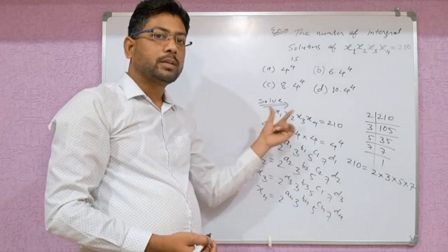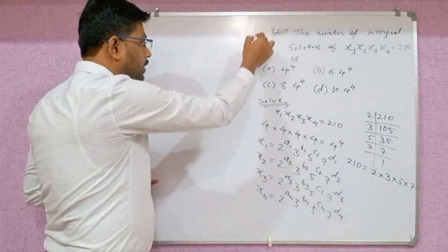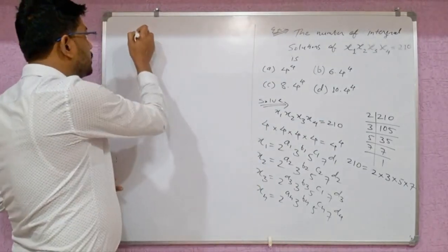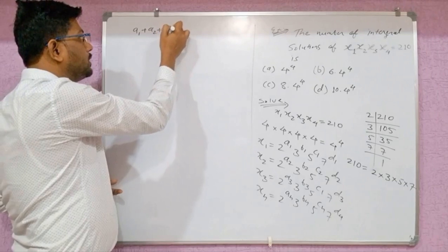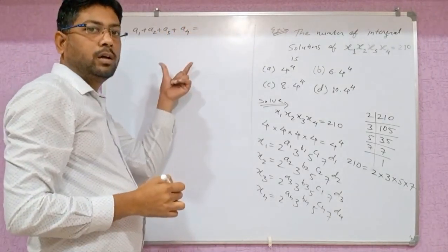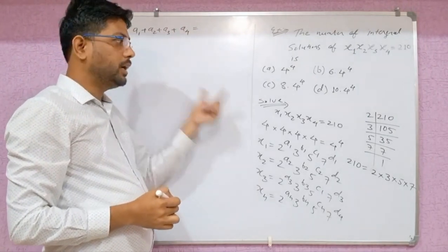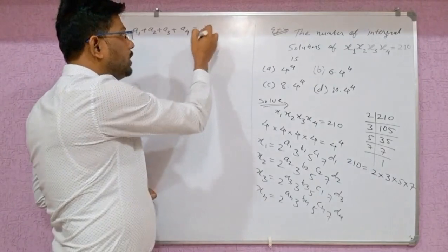So in the left hand side and right hand side, if I compare the powers of 2, this will be a1 plus a2 plus a3 plus a4. This is the power of 2 on the left hand side, and on the right hand side the power of 2 is 1. So this will be 1 here.